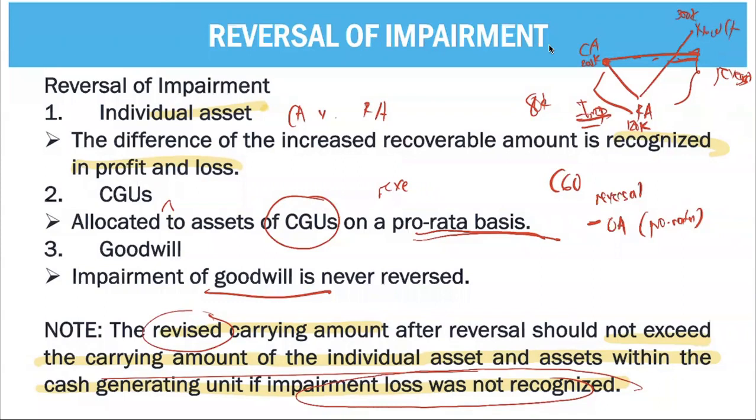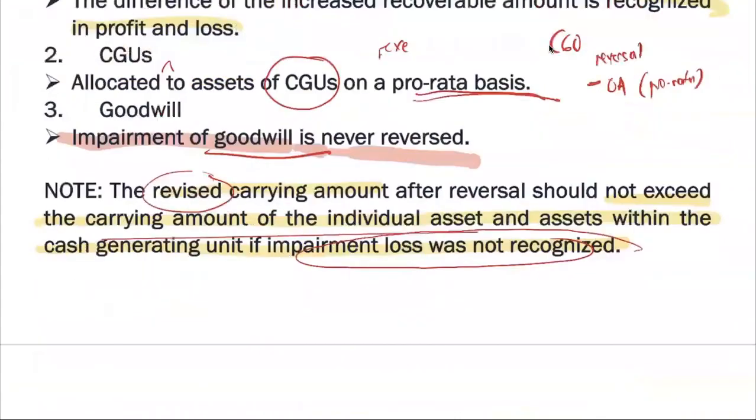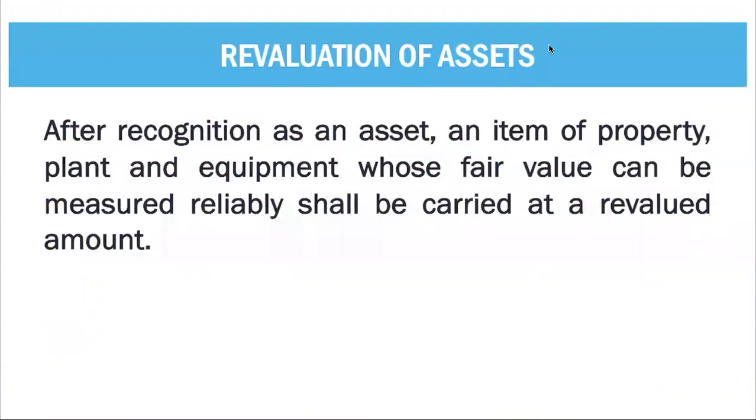The impairment allocated to goodwill will never be reversed. Take note of the last item. Impairment of goodwill is never reversed. Okay? So we're done now with depreciation. We're also done with your impairment.